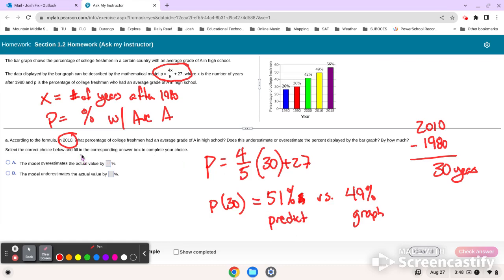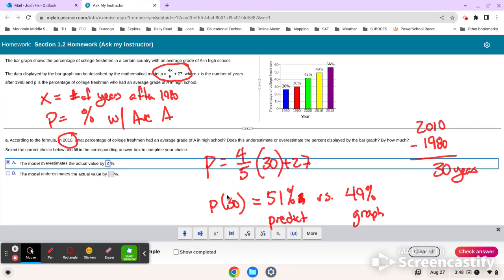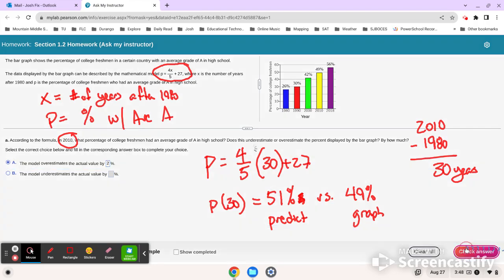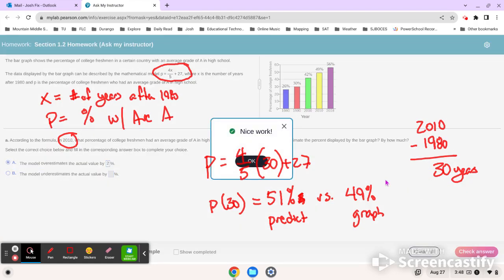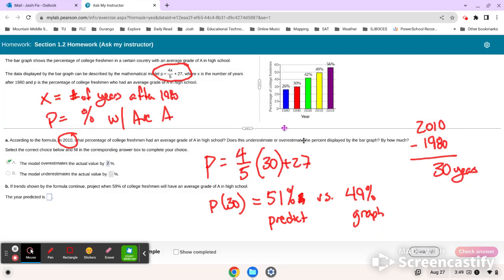So let's take a look at this. According to the formula, what percentage of college students had an average of an A in high school? Does this underestimate or overestimate the percentage displayed in the bar graph? Since the bar graph is 49, our prediction came up to 51. I'm going to call that an over prediction by 2%. So I'm going to type in a 2 right there and check our answer. Nice, right? The formula over predicted what we actually had in the graph. Sweet.